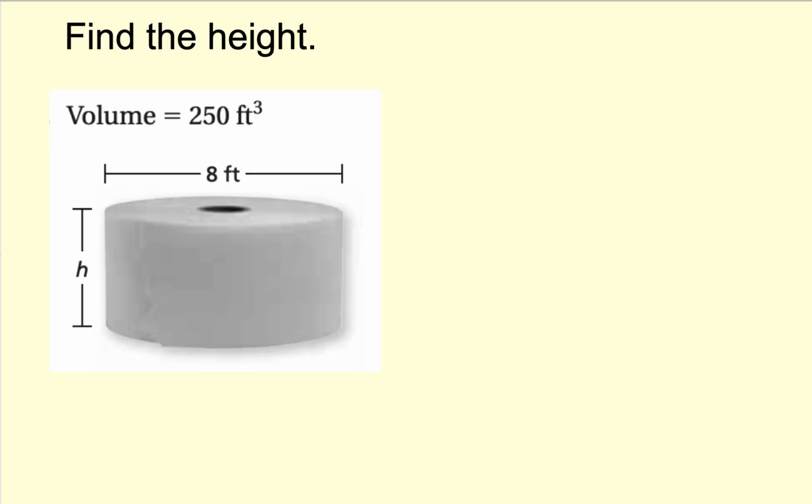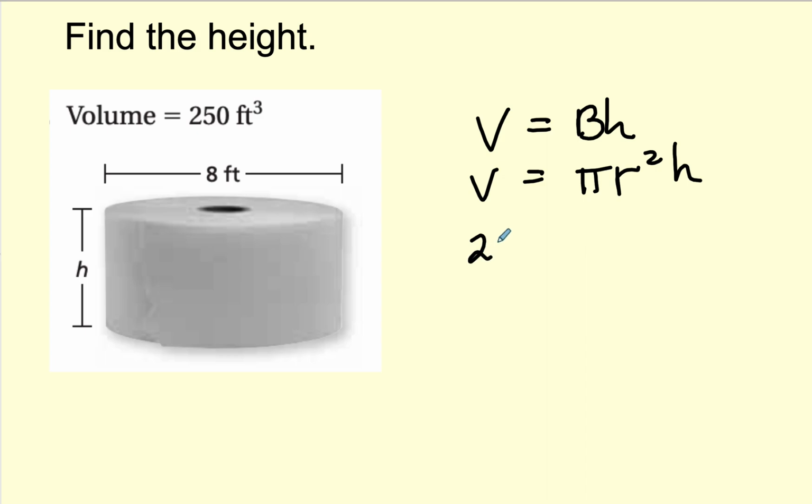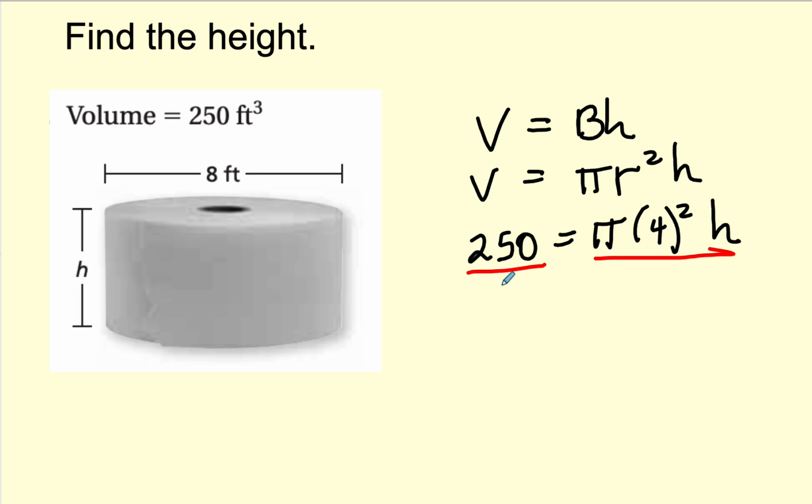Okay, last problem. We want to find the height. So this is a backwards problem. Volume is equal to the area of the base times the height. Volume is equal to pi r squared h. We know the volume, it's 250. And then we have a pi, and we do know the radius, it is 4. And we're looking for the height. So I'm going to try to get the height by itself, I'm going to divide both sides by 16 pi. And this is 16 pi, because that's what 4 squared is. So all of this will reduce here and reduce here.